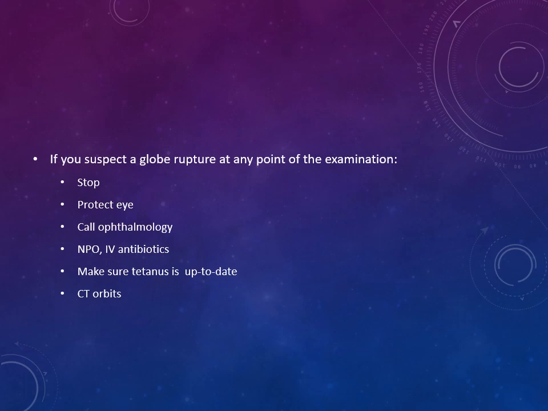Whenever we suspect, هاي قاعدة ABC, whenever we suspect a ruptured globe at any point of the examination, we should stop manipulating the eye, protect it, and refer to the proper ophthalmology service. It's a good idea to tell the patient that you may have surgery, so please don't eat. Put the patient on NPO. If I am in the hospital setting, I may start intravenous antibiotics. Make sure that tetanus prophylaxis is up to date. In certain cases when we suspect orbital wall fracture or intraocular foreign bodies, we need to do CT of the orbit.